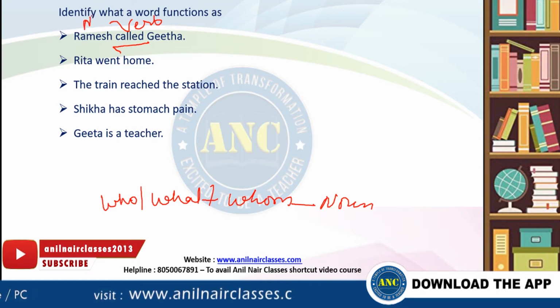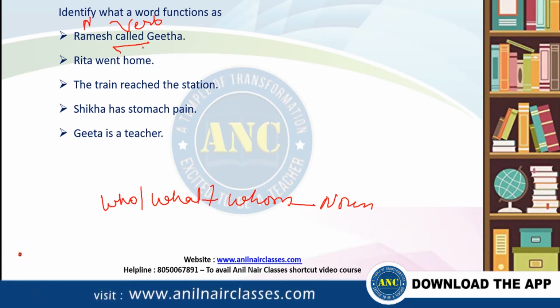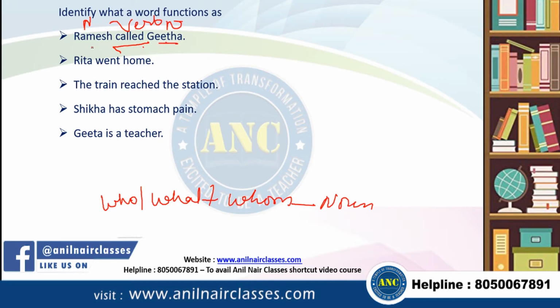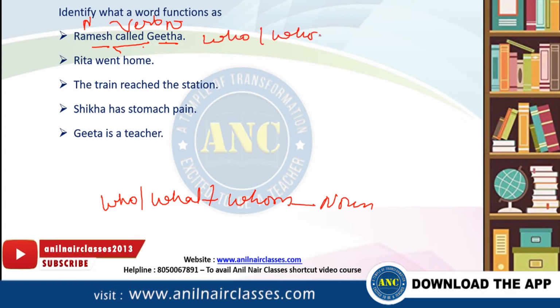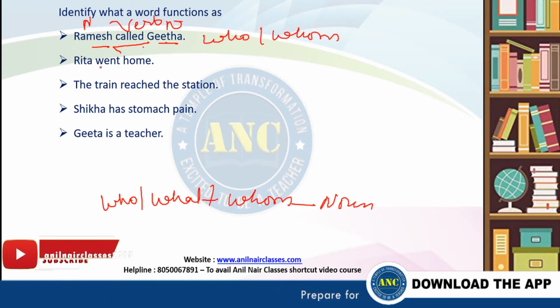Right? So Ramesh is our noun. So Ramesh called whom? We get the answer as noun. So these two are nouns. Ramesh and Geeta are our nouns because we get the answer to our questions of who and whom over here. Now let's find out the next question.